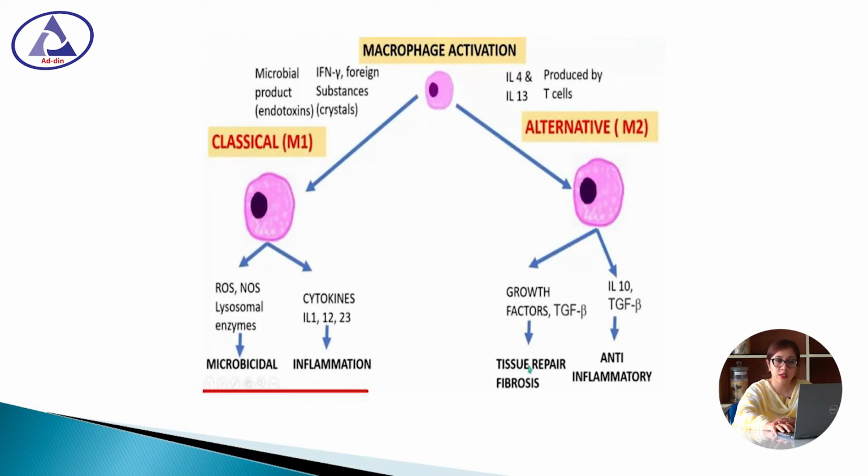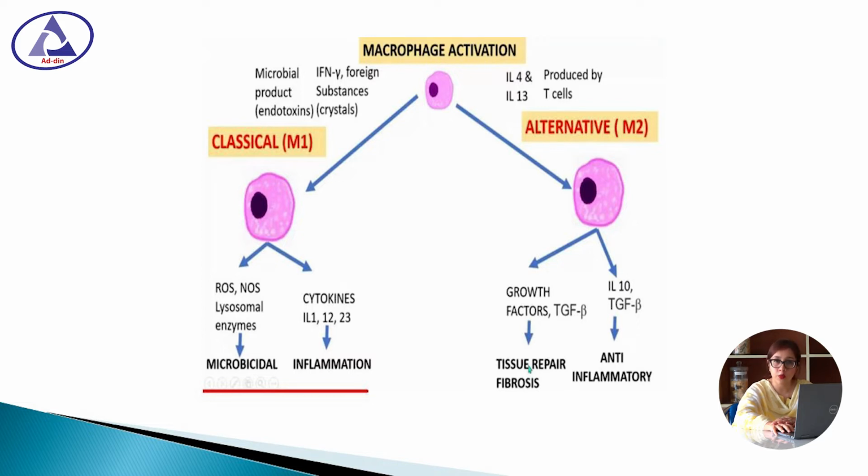Macrophage activation is done by two processes, one is the classical pathway and another one is the alternative pathway. In the classical pathway, macrophage is activated by microbial products, gamma interferon, and foreign substances. Activated macrophages release reactive oxygen species, nitric oxide, and lysosomal enzymes which are microbicidal. On the other hand, they release cytokines interleukin 1, 12, 23 which cause inflammation.